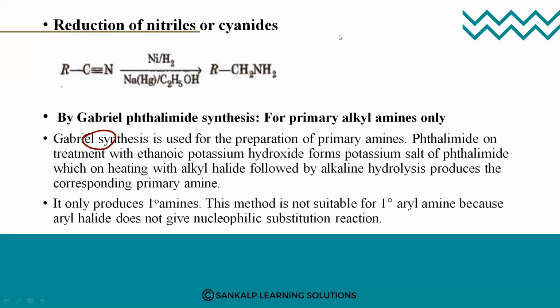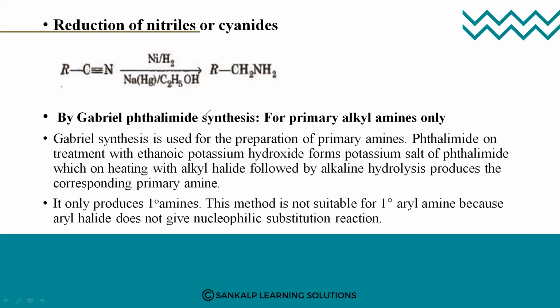Next is the reduction of nitriles or cyanides. What do you mean by nitriles or cyanides? C triple bond N. These are called the nitrile or cyanide group. So now we are going to reduce this nitrile or cyanide group.